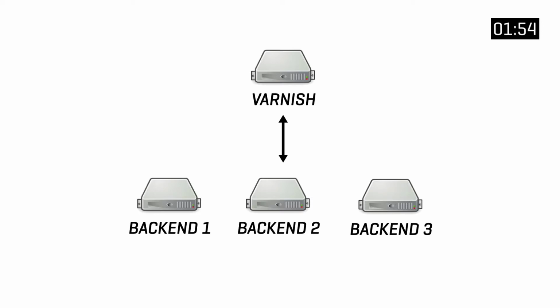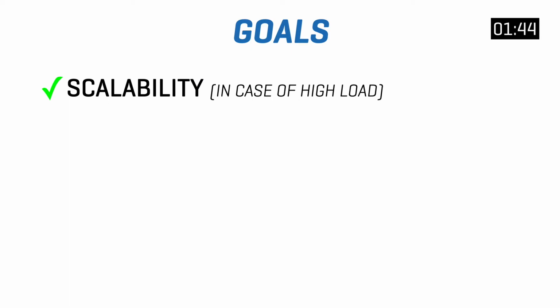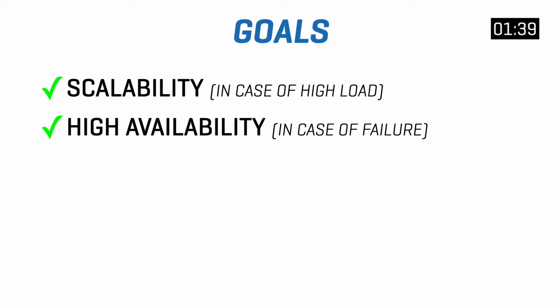fetches across them using a distribution algorithm. This is controlled by a specific module. It's called VMOD directors. It's in charge of load balancing and installed on every Varnish server. You'll use this for scalability in case of high load on the origin or potential traffic spikes, but also for high availability in case the origin fails.